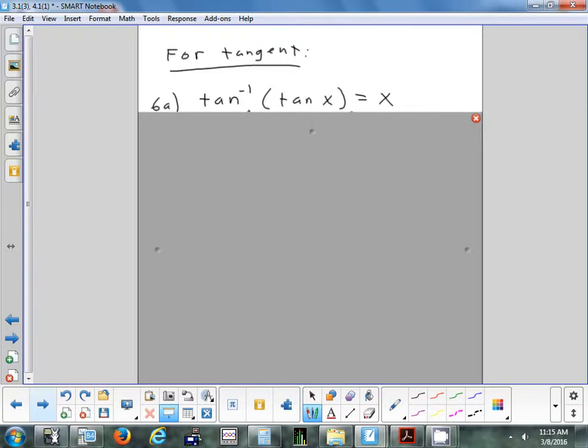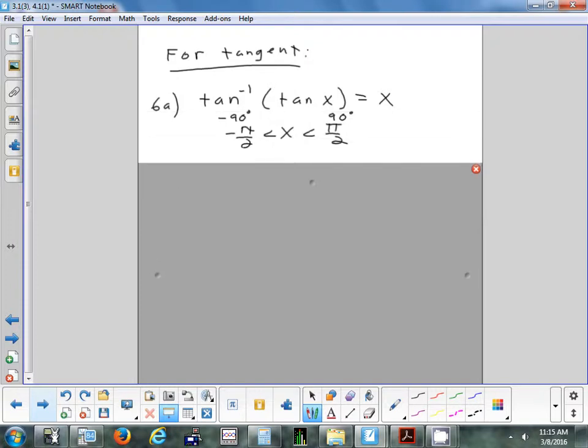Right, and again, I'm going to try to connect it back with what we did yesterday to remember what we have to be between. Okay, so the inverse tangent of the tangent of x will equal x. Inverse tangent, regular tangent, cancel out. But what angles did we have to be between for tangent? Negative 90 to 90. Can we include them? No. So this time I don't have the equal to's. Okay, negative 90 to 90 or negative pi over 2 to pi over 2.